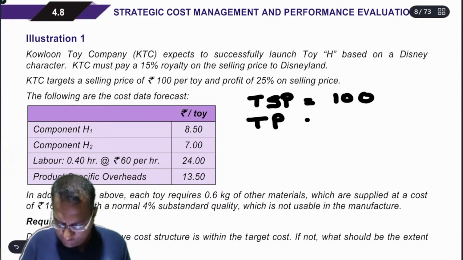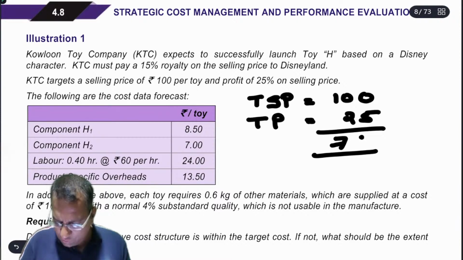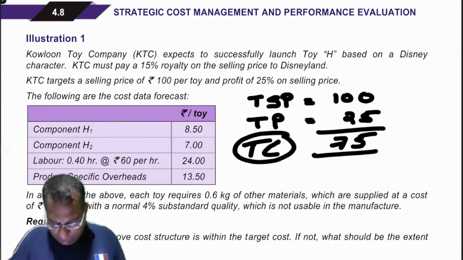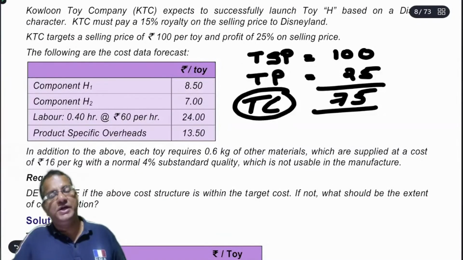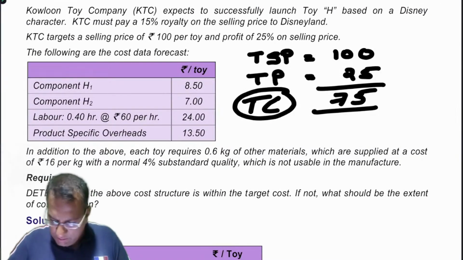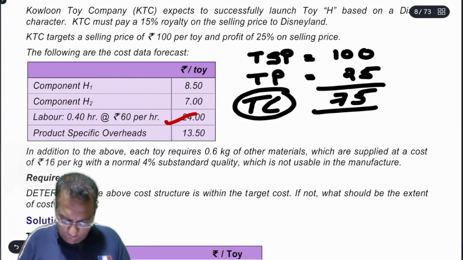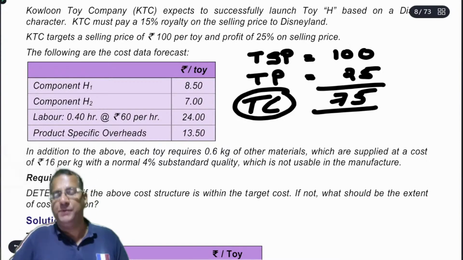Target profit is ₹25. So we can say the target cost is ₹75. ये वो कॉस्ट है जो आनी चाहिए. Okay. Now the second step will be to determine the current cost. So what are the materials required? 8.5 H1, ₹7 of H2, ₹24 of labor, and ₹13.5 of product specific overhead.